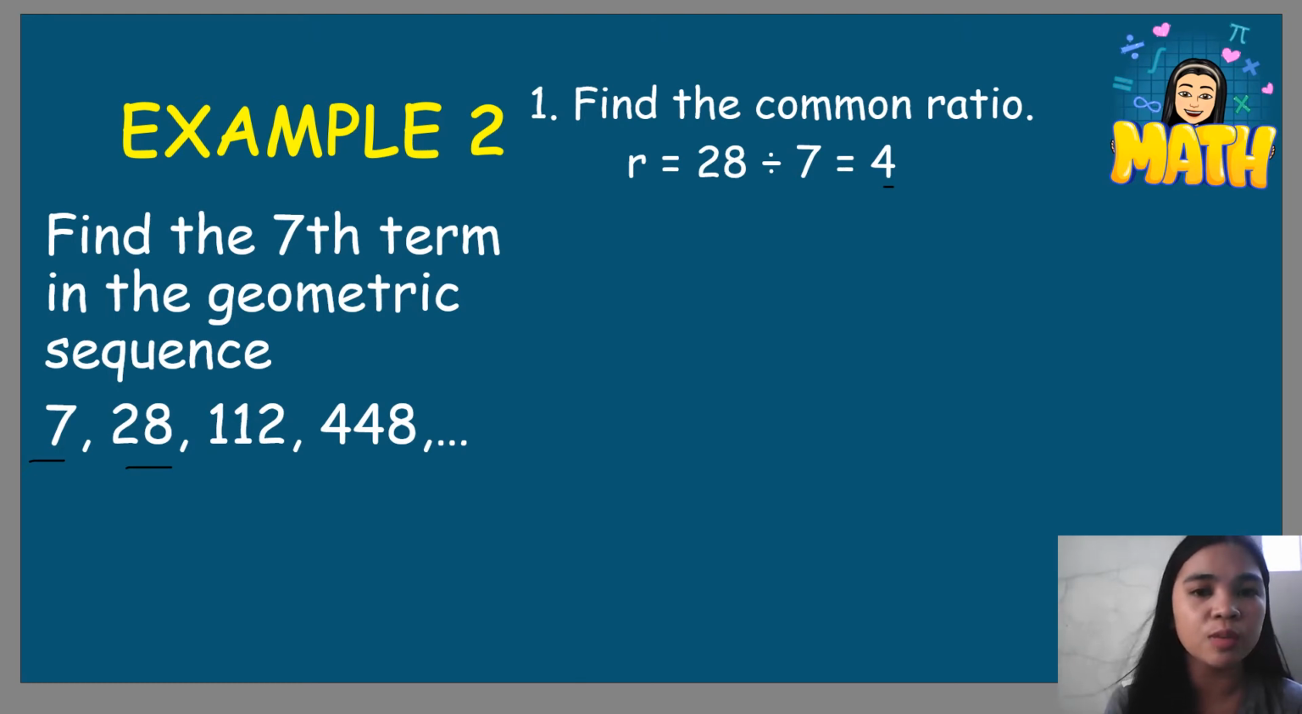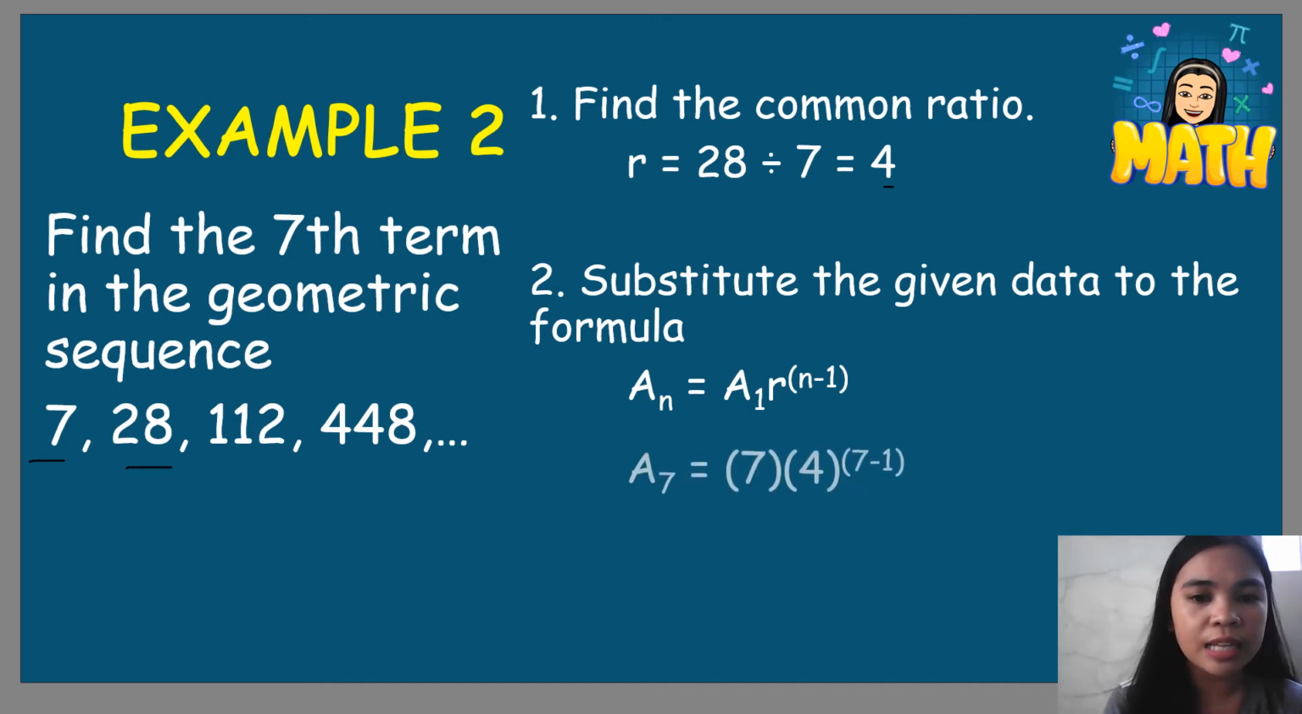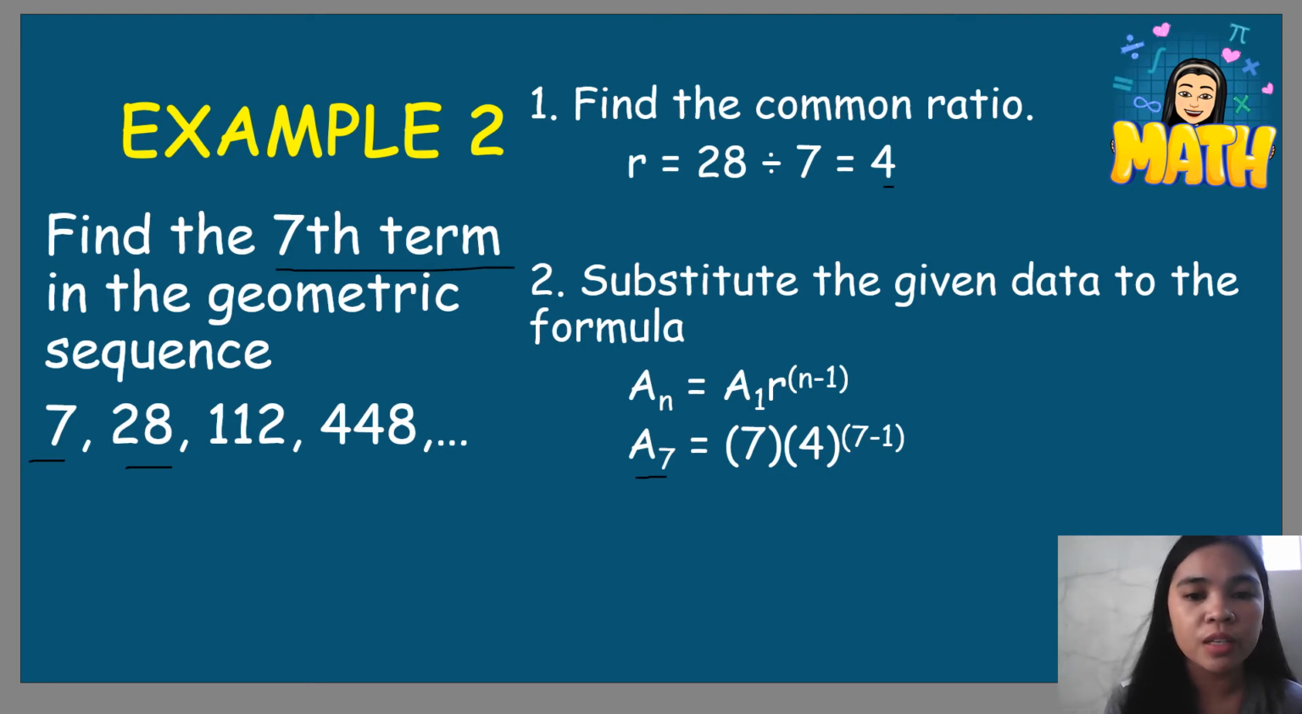Pwede na nating i-substitute yung mga values doon sa ating formula na a sub n is equal to a sub 1 times the common ratio raised to n minus 1. So, therefore, substitute na natin siya, mangyayari is equal to a sub 7. Saan galing yung a sub 7? Dahil 7th term yung hinahanap natin. Okay? Yung a sub 1 equal siya kay 7, kasi 7 yung ating first term.